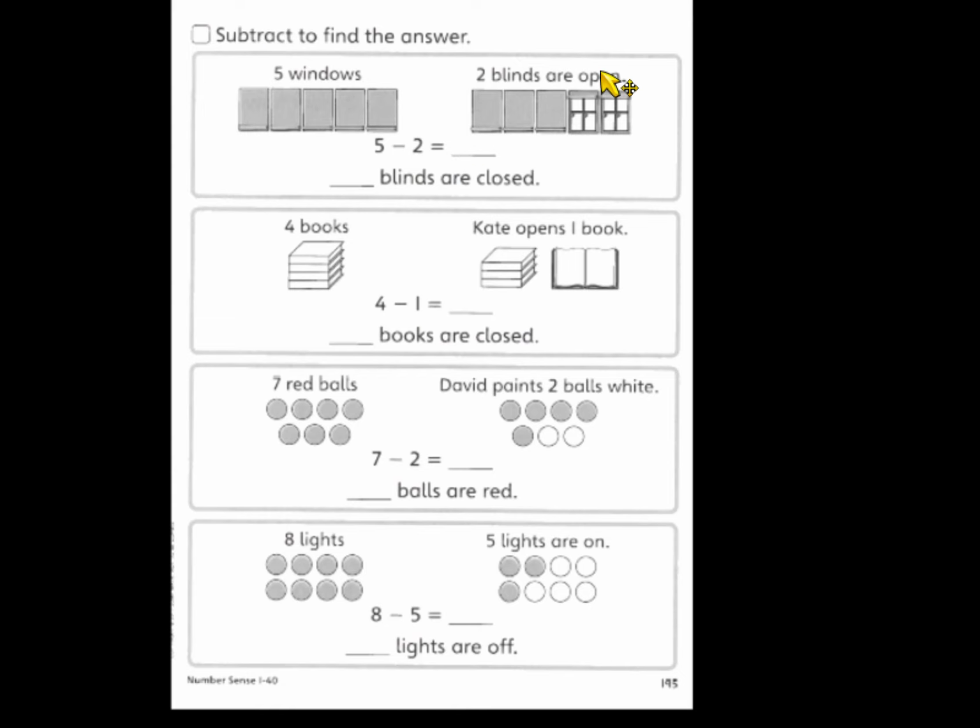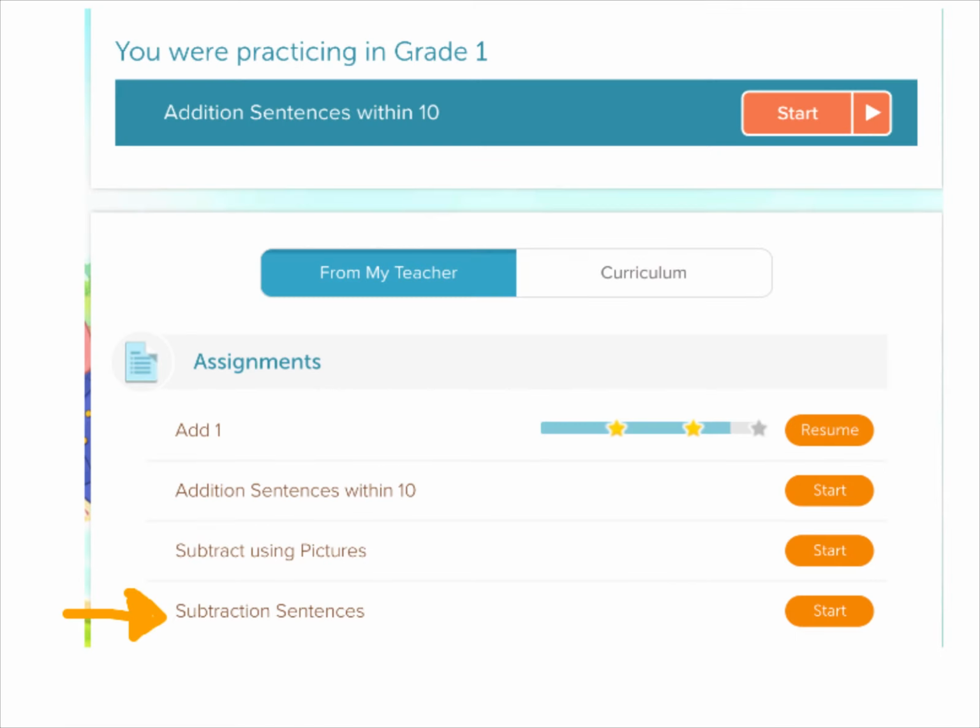And this page is almost even easier because they do all the work for you. They have the number sentences. We start with 5 windows. 2 of them got opened. How many are still closed? 4 books. 1 of them is opened. How many are still closed? Etc. And then I borrowed somebody's computer splash page.